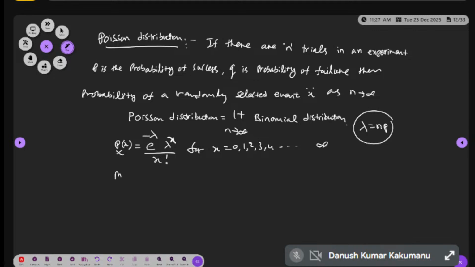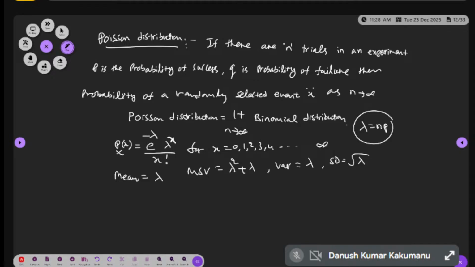What is the mean of the Poisson distribution? Mean is lambda. What is the mean squared value? Mean squared value is lambda square plus lambda. You can guess the variance: variance is lambda. Standard deviation is root lambda. Remember all these formulas of the Poisson distribution.